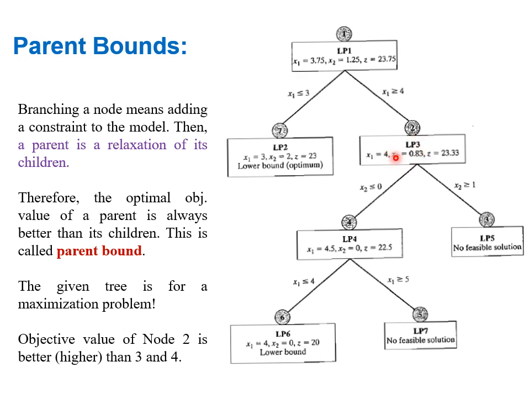Okay, similarly, let's consider LP3. LP3 is the parent of LP4 and LP5. The objective function value of LP4 is 22.5. Okay, you see the objective function value of the parent is higher than its child. So don't look at the infeasible solutions because they don't have any feasible solutions. Okay, just look for the feasible ones. Similarly, when you look at the children of node 4, the objective function value here must be higher than its children. As you see, its children has an objective function value of 20, and this is 22.5. It means that the parent has a better objective function value.